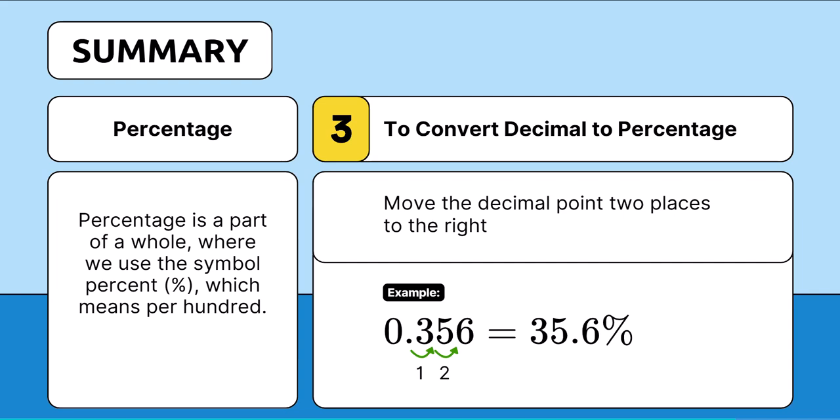Now let's practice percentage again. Percentage is a part of a whole where we use the symbol of percent, which means per hundred. For 0.356, the percentage will be 35.6%, and you are moving the decimal two places to the right.